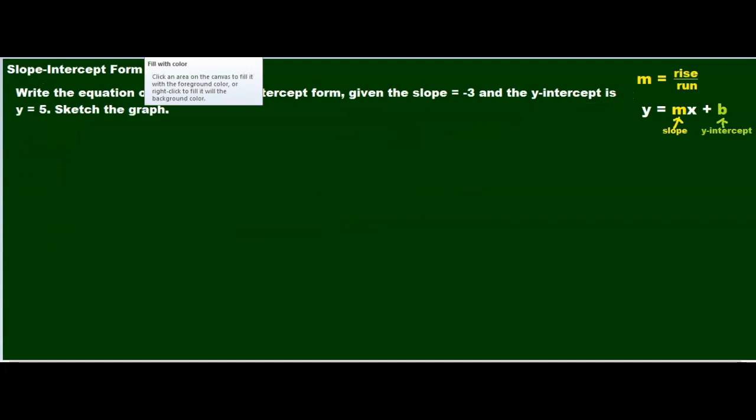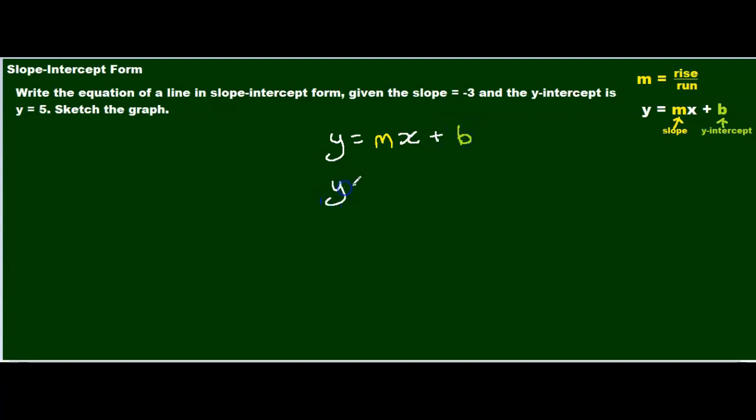Okay, so let's try a fairly straightforward question. Write the equation of a line in the slope-intercept form given the slope is -3 and the y-intercept is y equals 5. Sketch the graph. So we want to start off with our generic y equals mx plus b. So my y equals, now my m is the slope, and the slope here is -3. So I'm going to change my m to -3x plus our b is now 5. This is my slope-intercept form.